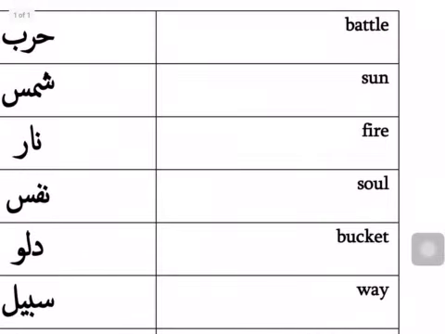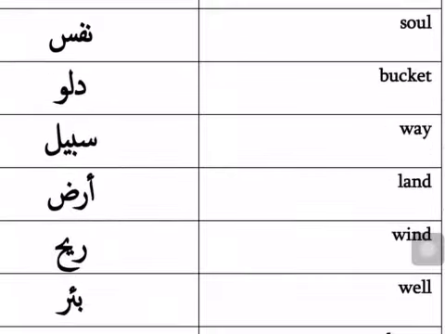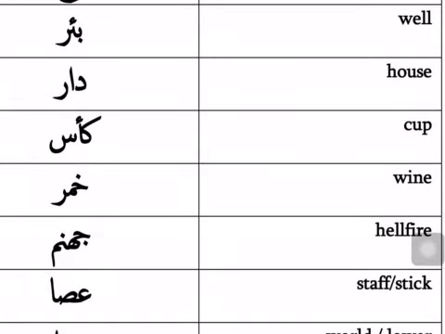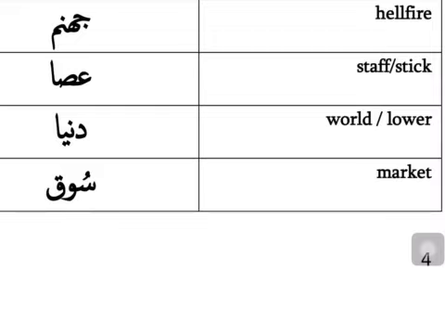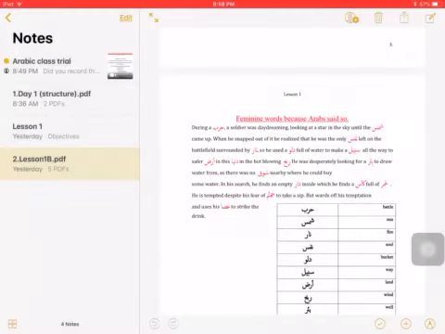Harb, battle. Shams, sun. Nar, fire. Nafs, soul. Dal, bucket. Sabil, way. Ard, land. Rih, wind. Bi'r, well. Dar, house. Ka'as, cup. Khamr, wine. Jahannam, hellfire. Asa, it's a staff or a stick. Dunya means world or lure. Souq is market. So this is a list of common Arabic words that are mu'annath.